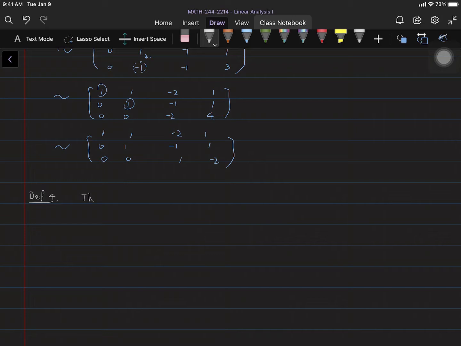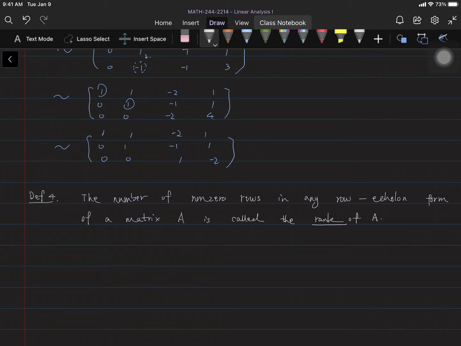The number of non-zero rows in any row echelon form of a matrix is called the rank of A. And we denote this as rank A. Okay, notation, rank.